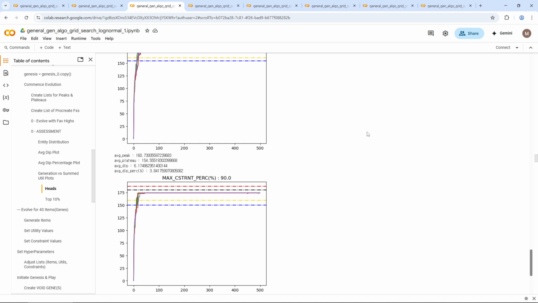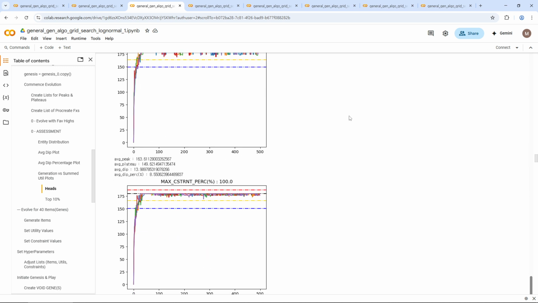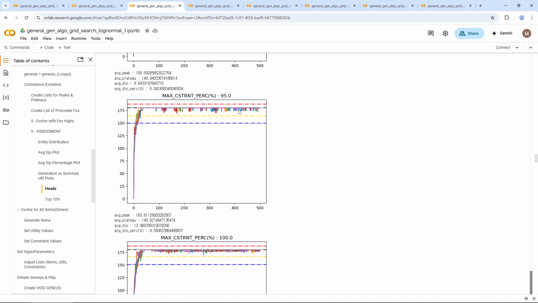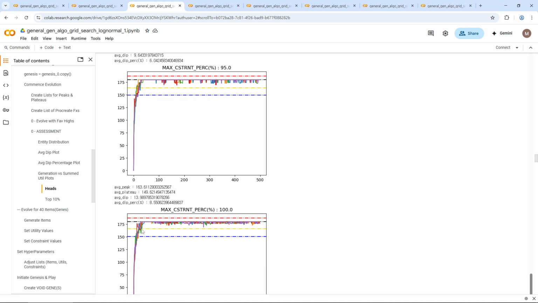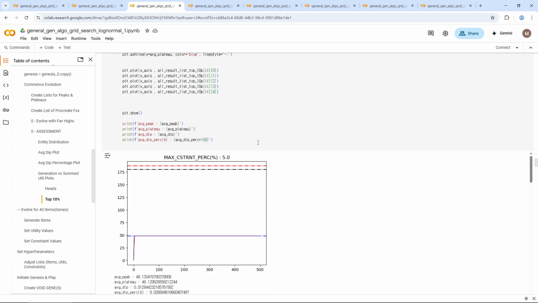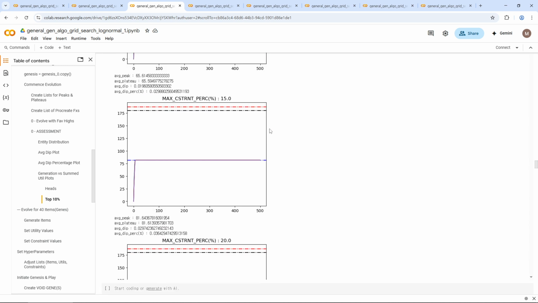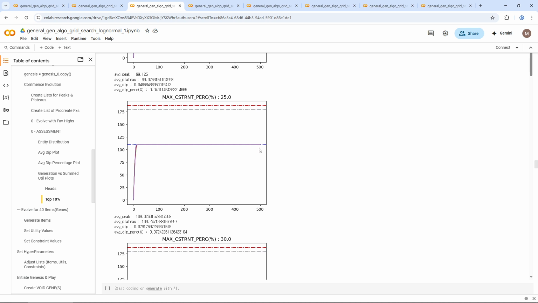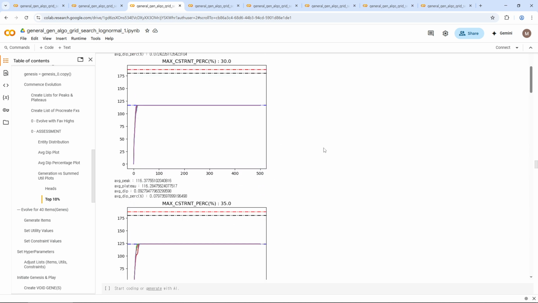So when we had the maximum constraint percentage value at 95 and at 100, we did quite consistently keep getting the maximum ever values repeatedly, but this is because we only have 10 items, 10 genes, so it's very easy to just converge to that level. And for the top 10%, again showing progress as the maximum constraint percentage goes up.